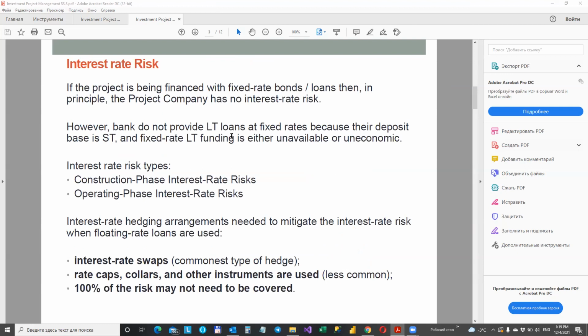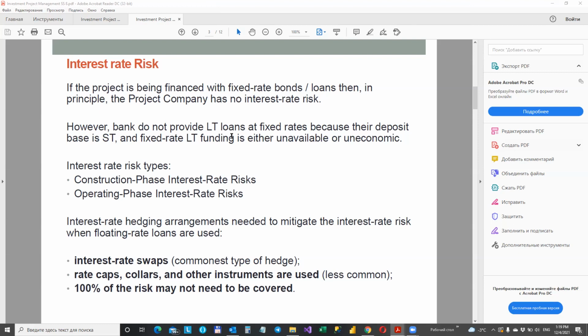Interest rate risk. If the project is being financed with fixed rate bonds and loans from lenders providing fixed rate funding, then in principle, the project company has no interest rate risk. In many markets, however, bank lenders do not provide long-term loans at fixed rates because the deposit base is short-term and fixed rate long-term funding is either unavailable or uneconomic.